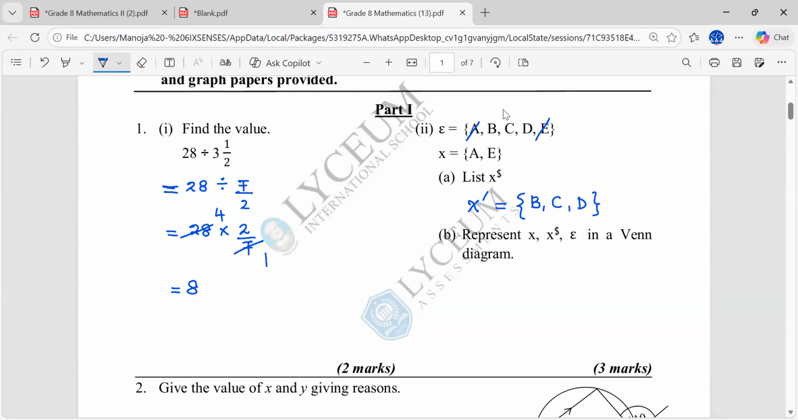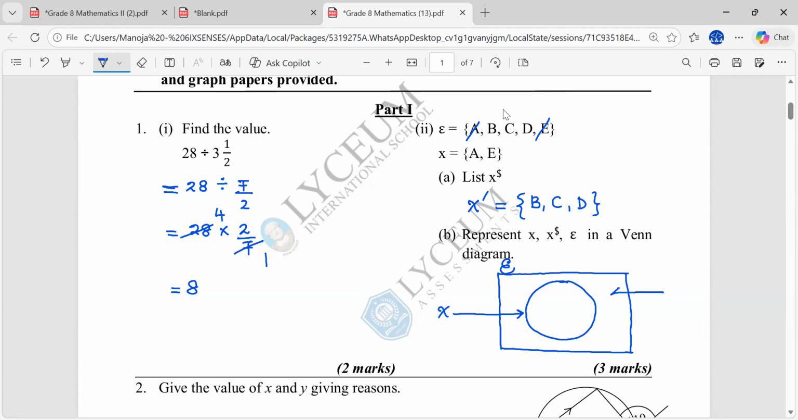And I want to represent this information on a Venn diagram. So then I want to draw the rectangle. And here I want to show the universal set. And then I have the circle. And you want to properly mark the circle. That is the X set. And then this one is the X dash.